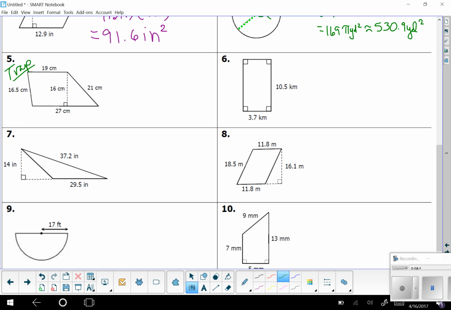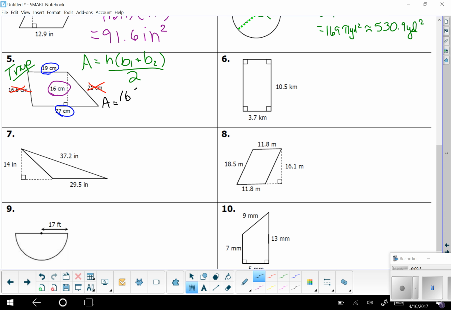So here's our height, and here's the base and a base. We don't care about this. It doesn't matter. So the area is going to equal the height, which is 16, times... Base 1 doesn't really matter... 19 plus 27 divided by 2.